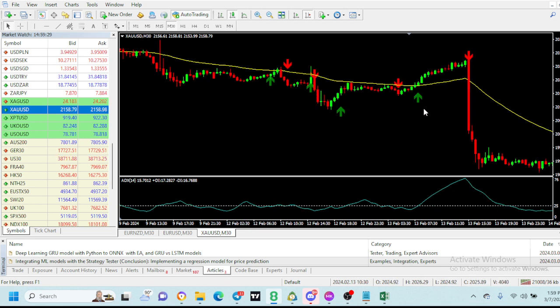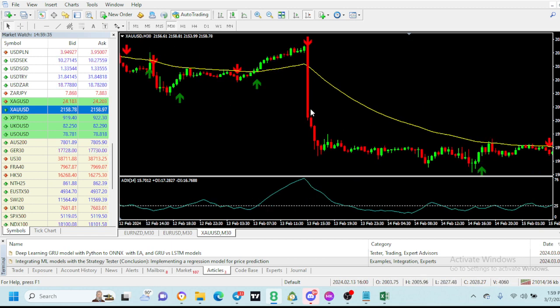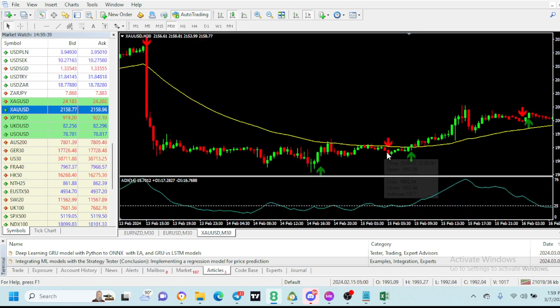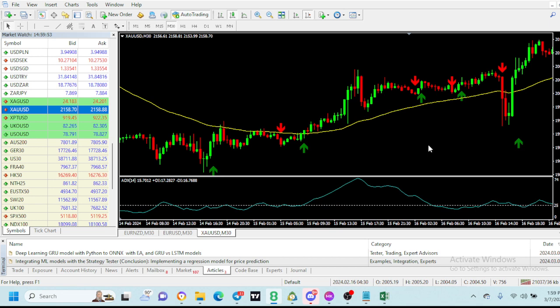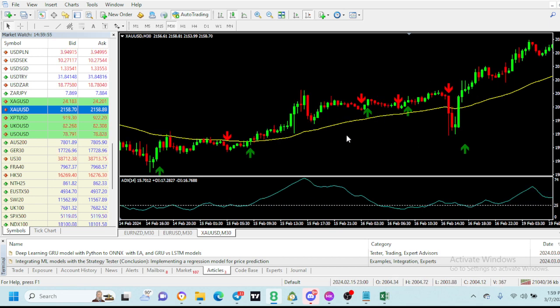Losing trade, winning trade, losing trade. All right. Anyway, this is so large, I might not take this. Losing trade. Now, if you include the MACD, this ADX, a lot of the losing trades you would not have taken. So you can decide to use whichever.